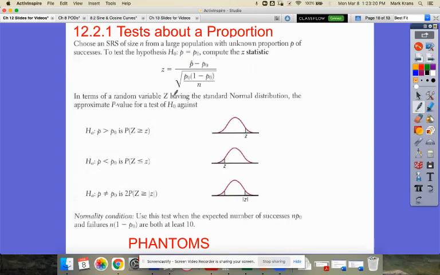So we get z. It has a normal distribution for large samples, okay? That's the large counts condition that we're going to talk about right here: np and nq are both at least 10, all right? If the alternative is greater, we're looking at the probability to the right. If the alternative is less, we're looking at the probability to the left. And if the proportion is not equal, we're looking for the sum of the probabilities on both sides, okay? And we're going to use phantoms again. So hopefully you're getting used to using phantoms, and this will be nothing surprising.